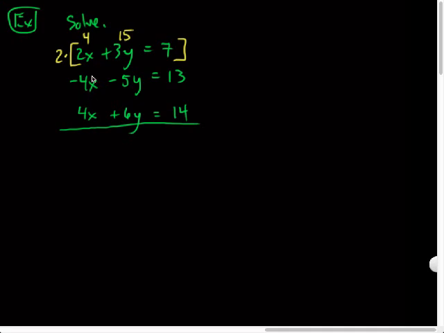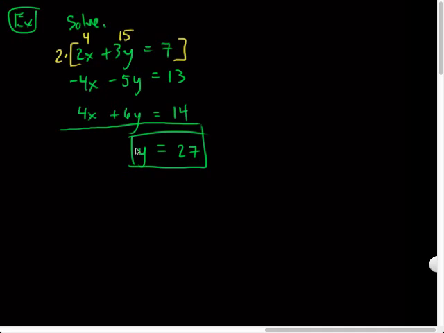So let's see, the x's cancel out. Negative 5y plus 6y is how many y's? 1y. And 13 plus 14 is 27. So I've just solved for one of my variables, and how do I solve for the other one?